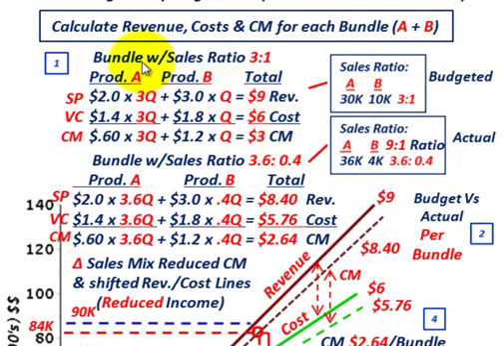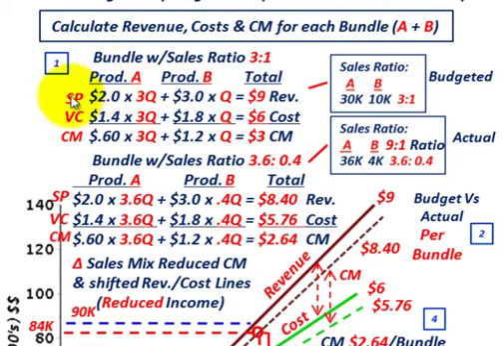So we'll just start with our bundle with a sales ratio of 3-to-1. That is our budgeted amount. That was our sales ratio, 3-to-1. And this is how you want to lay it out. You want to take your product A, product B, and determine this. You have the selling price, your variable cost. The difference is going to give you the contribution margin for each of those products. And you want to determine the total amounts. So let's just go through it.